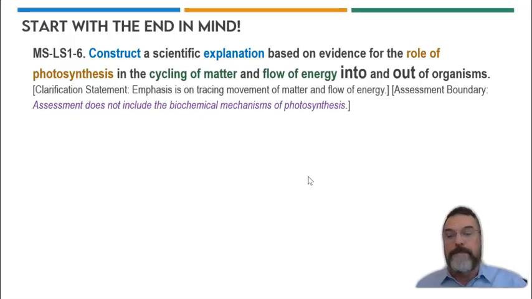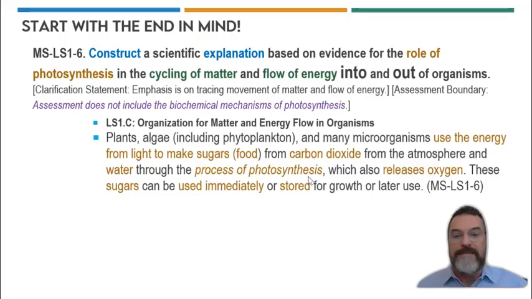We're looking at the purpose of photosynthesis. Plants, algae, and other organisms use energy from light, and they call it food to differentiate between just sugar production and how that is stored as food, made from carbon dioxide from the atmosphere in the process of photosynthesis, which also produces oxygen. These sugars can be used immediately or stored for growth. It's not just photosynthesis, but how is that in the cycling and the flow of energy in organisms? That is the big idea, as we've done before.